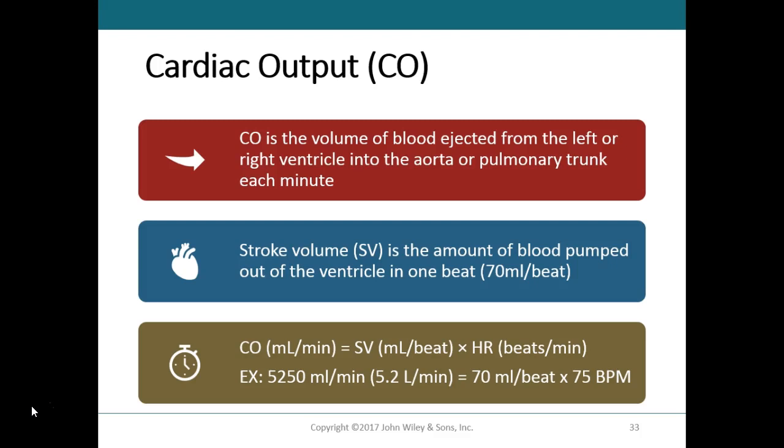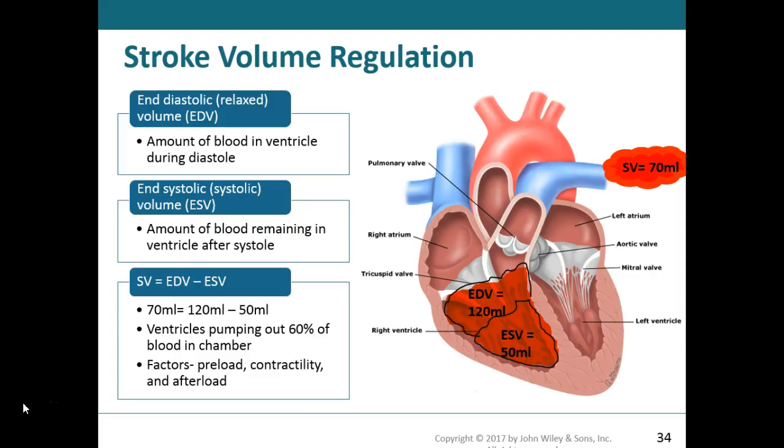There are factors, though, that can increase stroke volume or heart rate, and that is going to, of course, also increase cardiac output. During mild exercise, for example, stroke volume may increase to 100 mL per beat, and heart rate may increase to 100 beats per minute. So your cardiac output would then go all the way up to 10 liters per minute, and that's during mild exercise. So you may be wondering, well, how do we know what stroke volume is?